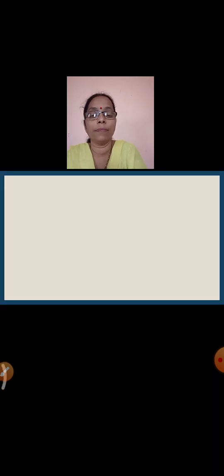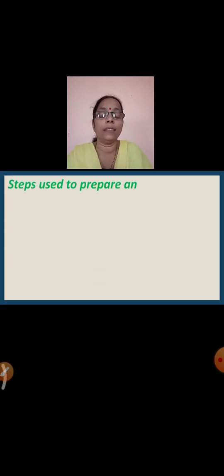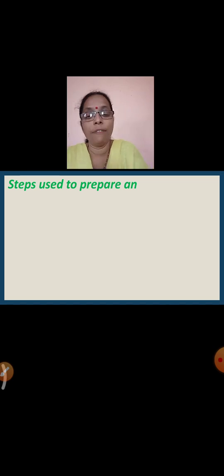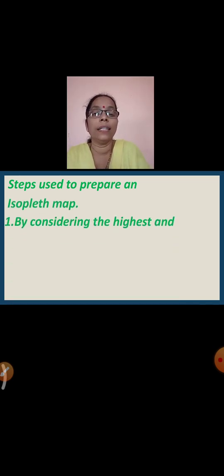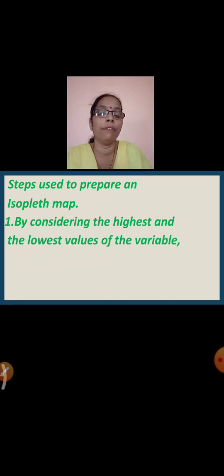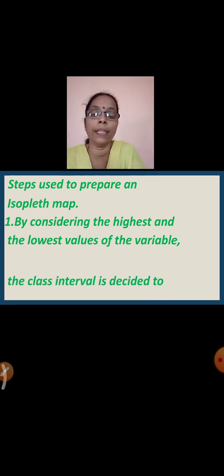Now next, you'll see that there are certain steps to be followed when you draw the isoplate map. Which are those steps we need to consider? First thing, yes, by considering the highest and the lowest values of the variable. In the choropleth map also we have seen that the highest and the lowest values of the variable were to be considered while drawing the choropleth map.